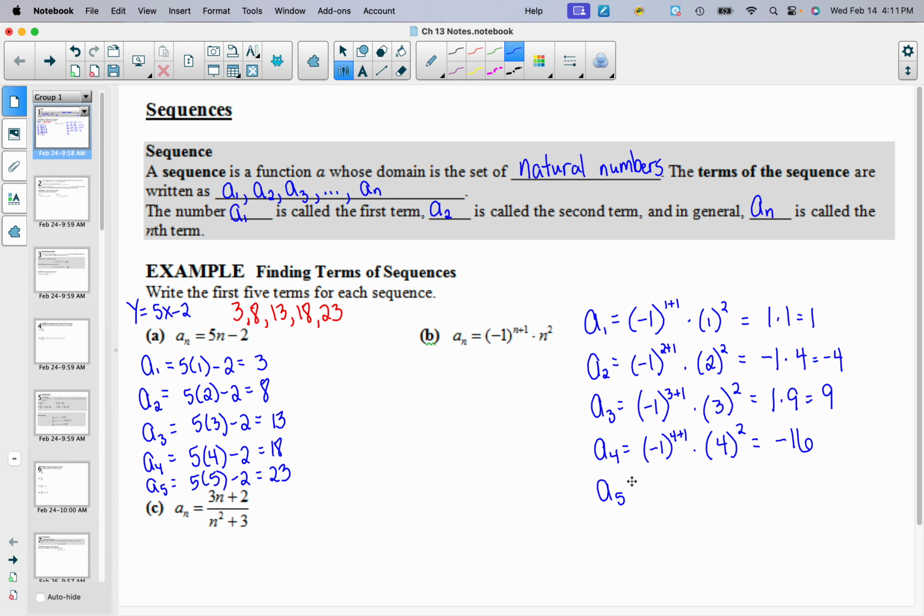And then a sub 5, the fifth term, negative 1 to the 5 plus 1, which is 6, times 5 squared. That's going to be a positive 25. So my sequence of numbers, I have 1, negative 4, 9, negative 16, and 25. And it would keep going. Notice how these are perfect squares, but the signs are alternating. So this negative 1 raised to the power is what's causing the signs to alternate.